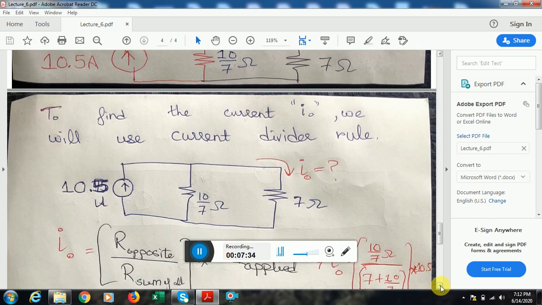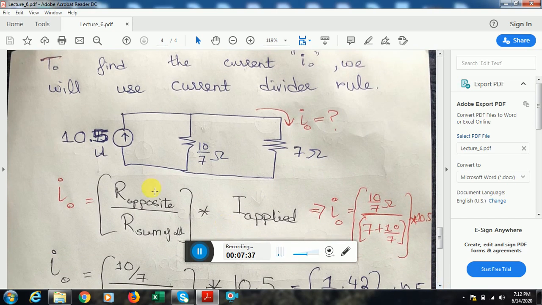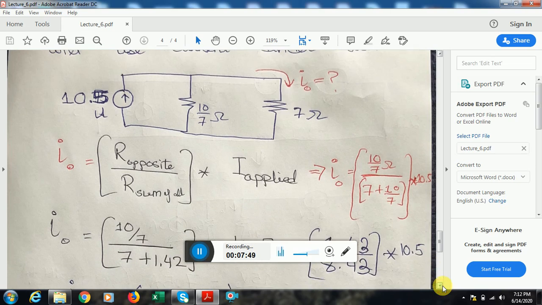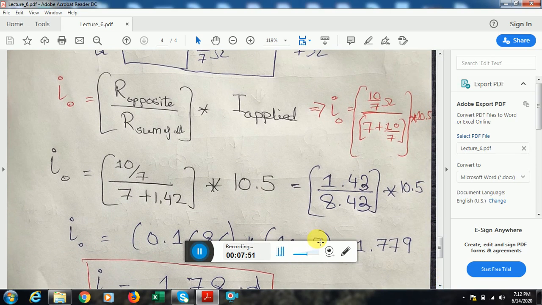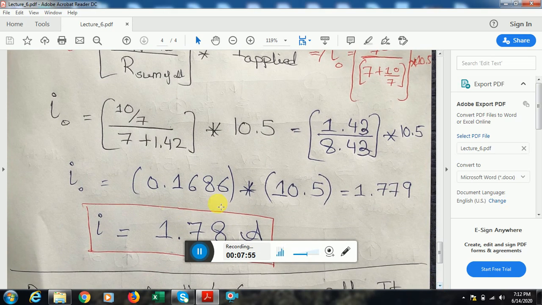The current divider rule states that the opposite resistance divided by the sum of all resistance, times the applied current. So the opposite resistance is 10 by 7, the sum of all is 7 plus 10 by 7, and the applied source is 10.5 amperes. By inserting values and simple arithmetic, I get the current value as 1.779, which I can round off to 1.78 ampere.